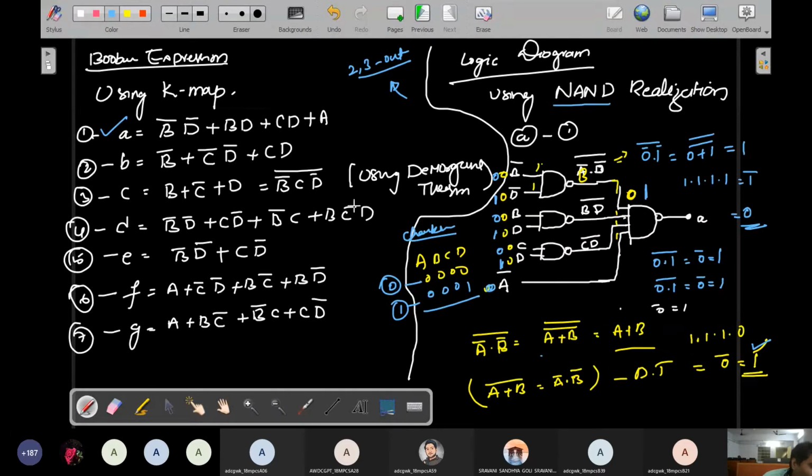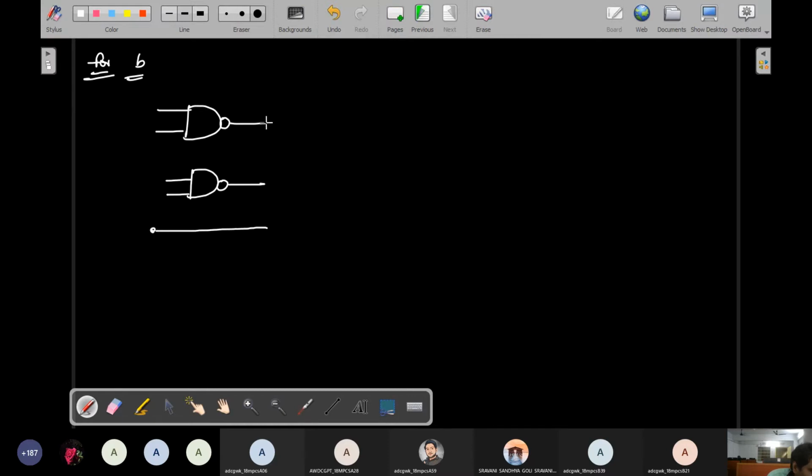Understand everybody? I'll draw the second Boolean expression also. So see, in the second Boolean expression for B, we need only three AND gates. See, on the next page I'll give it. We have used 3 for B, okay, for B output. So you need only 2 NAND gates. This is one and this is another, and take one extra terminal.